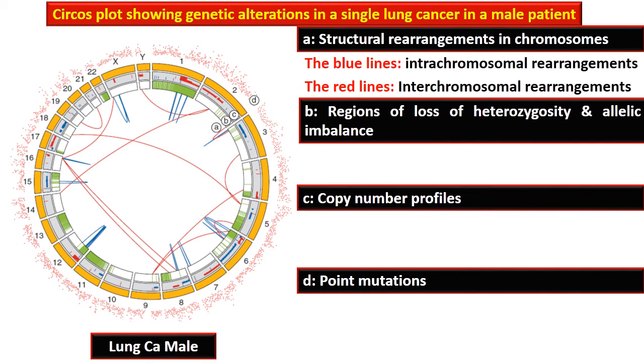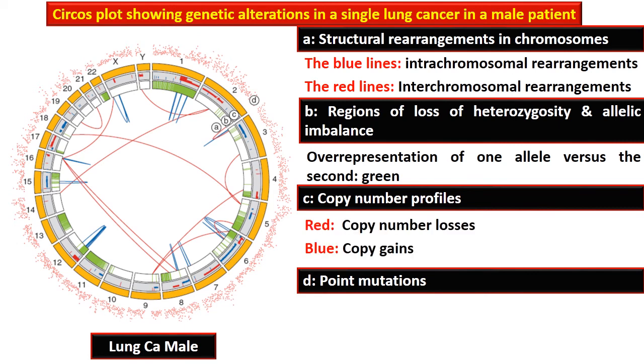The blue lines denote the intrachromosomal rearrangements, while the red lines show the interchromosomal rearrangements. Area B, the second from the inner circle, is the region of loss of heterozygosity and allelic imbalance, and it shows the overrepresentation of one allele versus the second. It is green in color.